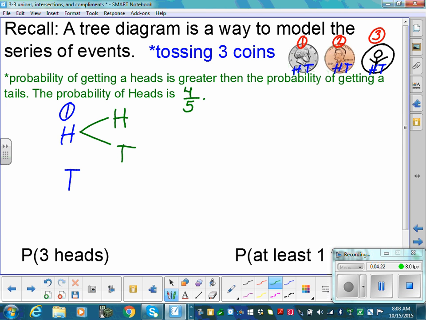So you're saying that after 2 tosses, we either got a heads and a heads or a heads and a tails. Does that make sense, everybody? All right, now let's go back in time, back to the first toss. Let's say that on our first toss, we got a tails.